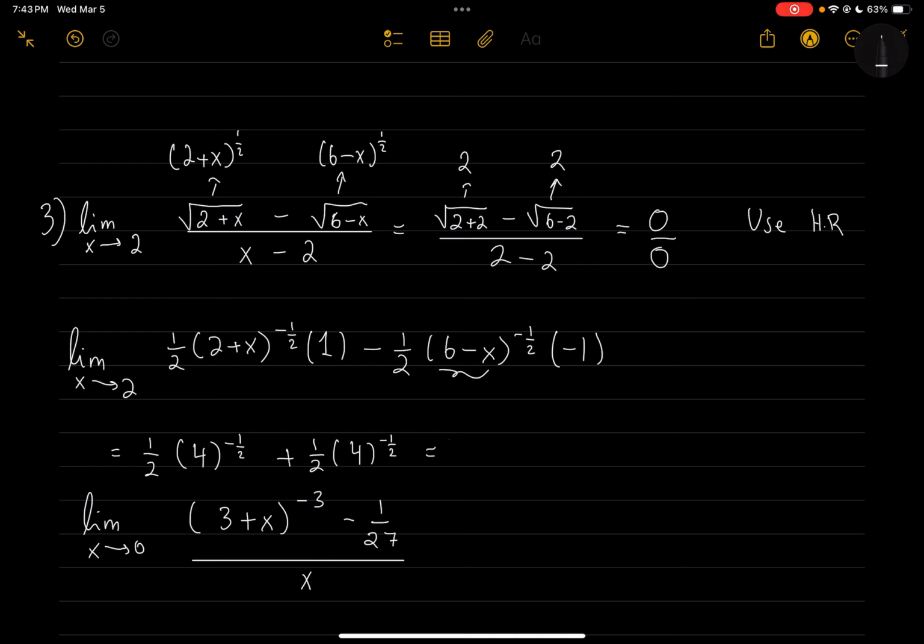Now, if you plug it in on a calculator, it's just going to be equal to 4 to the power of negative half, which is 1 over 4 to the power of half, which is 1 over 2.